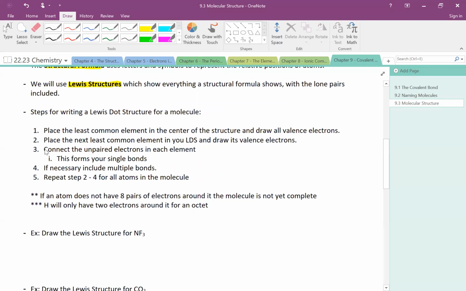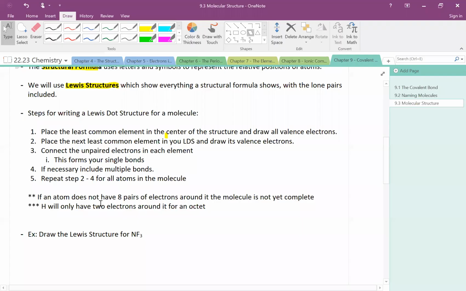Then step 3, and this is your most important step. Again, your most important step is going to be step 3, which has you connect the unpaired electrons in each element. That's where you actually form your single bonds. Step 4, if necessary, you want to include multiple bonds, and I'll show you an example of how you'll know when to do that. And then step 5 is just repeat steps 2 through 4 until you have all of the atoms that you need.